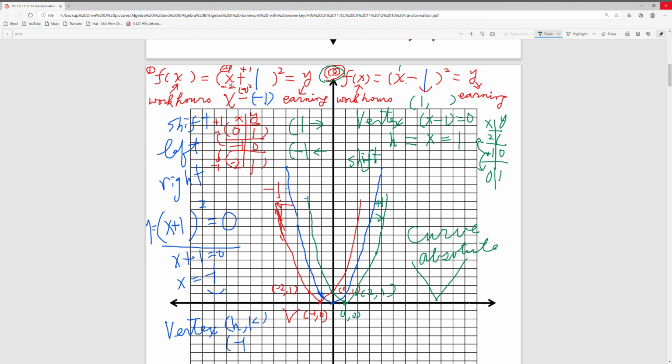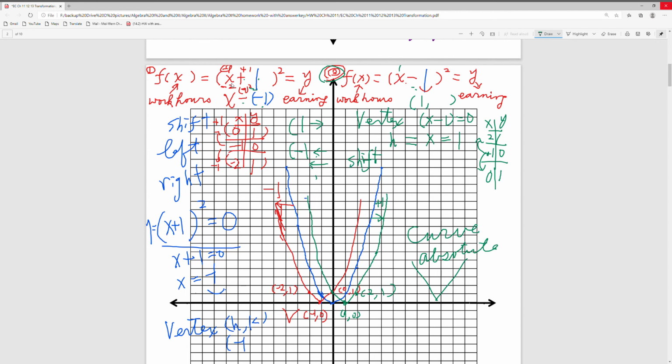The graph shifts to the right-hand side when h is +1. The graph shifts to the left-hand side when you add 1, which means h is -1. You shift to the left-hand side. So that's the shifting idea.